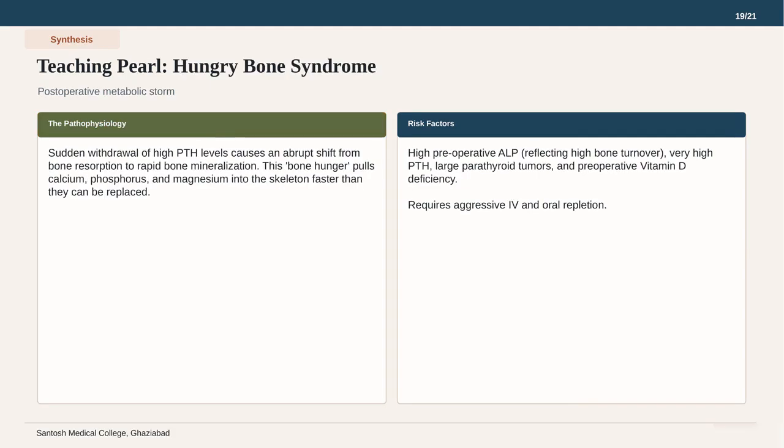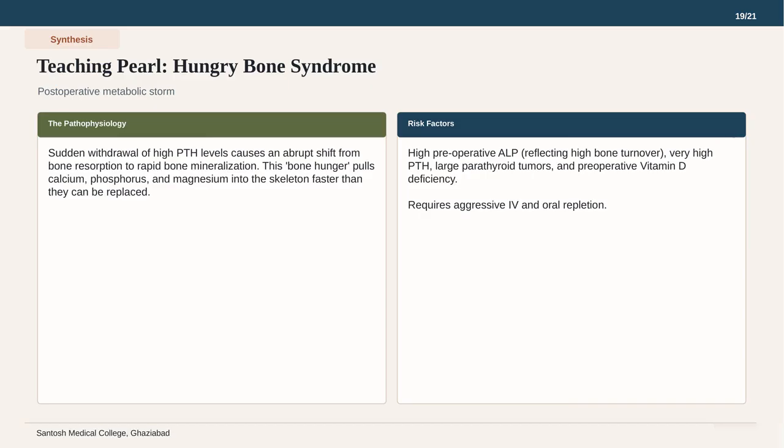Hungry bone syndrome is a significant postoperative challenge, as we saw with our patient. The pathophysiology box on the left explains that the sudden withdrawal of very high parathyroid hormone levels causes an abrupt shift from bone resorption to rapid bone mineralization. This bone hunger pulls calcium, phosphorus, and magnesium into the skeleton much faster than they can be replaced.